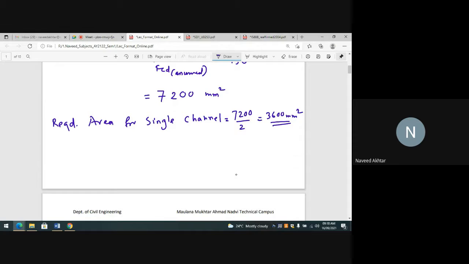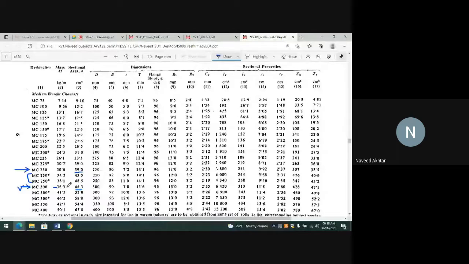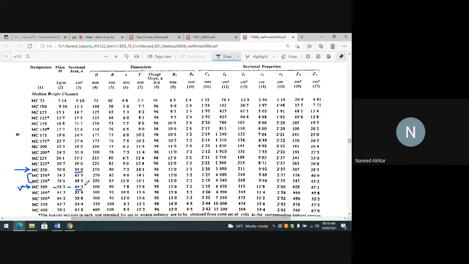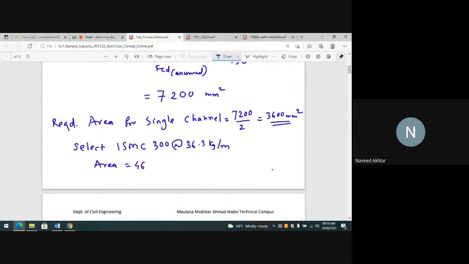Select section. Select ISMC 300, about 36.3 kg per meter, having area equal to 4630 mm square, 46.3 centimeter square. We convert it in mm, 4630 mm square is the area.